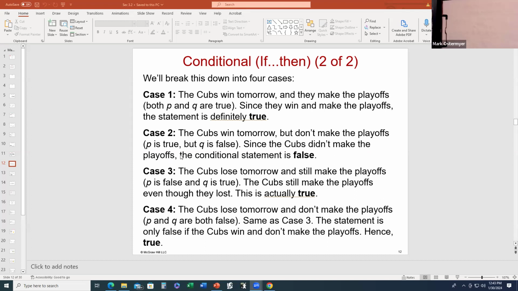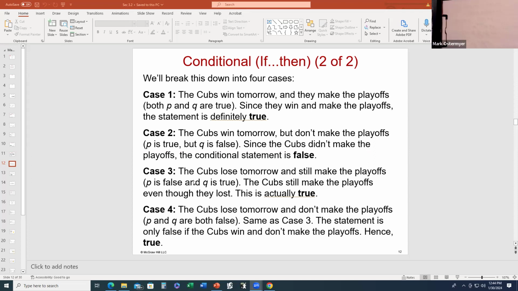Case number two, the Cubs win tomorrow. They held up their end of the bargain, but somehow they got screwed out of the playoffs. Does that seem right? No. You're correct. So in a conditional statement, if P is true, the antecedent is true, and yet the consequent is false, then the conditional is false. And it should be. Just think of it this way: the Cubs did their business, they took care of their end of the deal. They won the game, so they should make the playoffs, right? But they got screwed out of the playoffs. That's a farce. That's why it's false. Think of it that way.